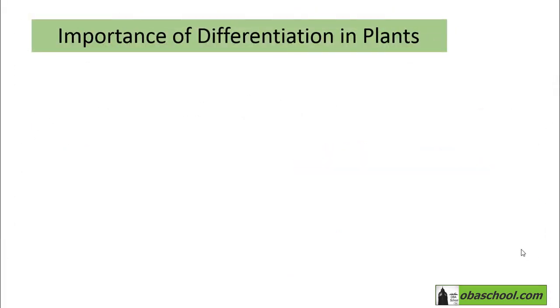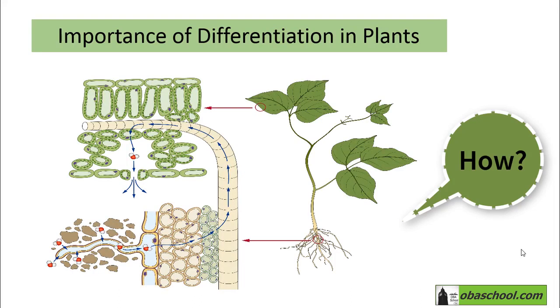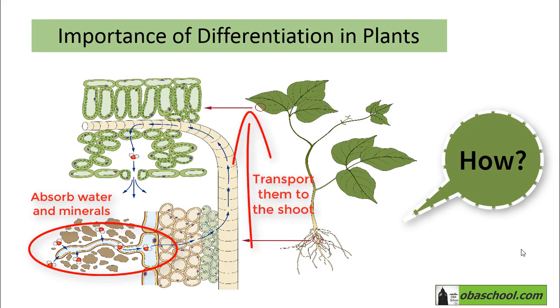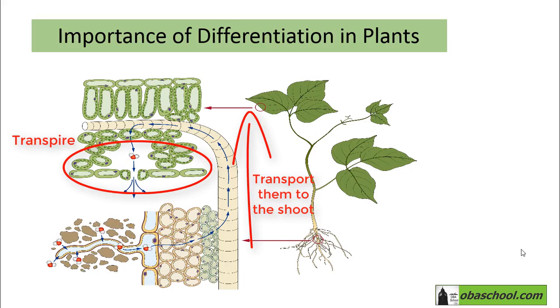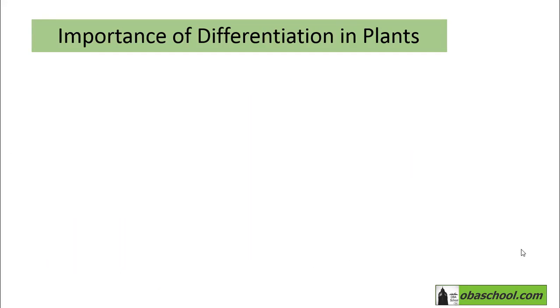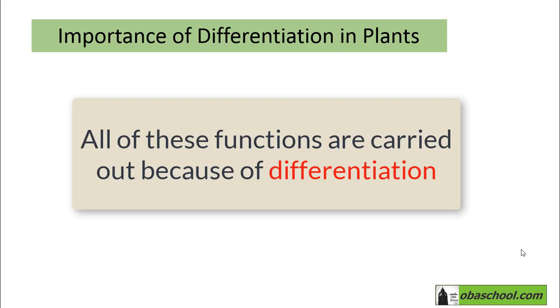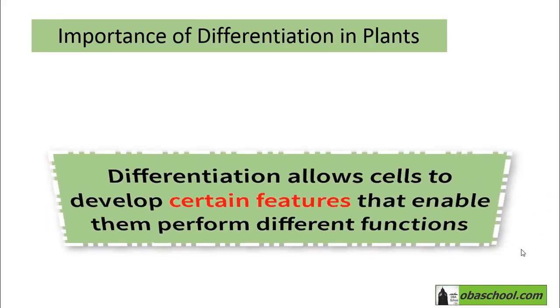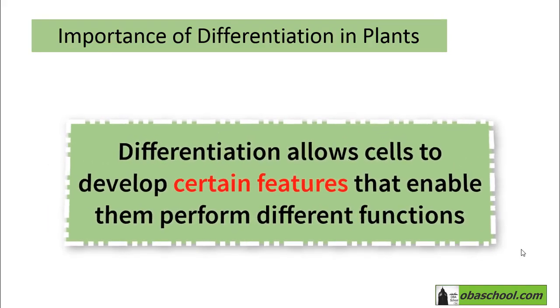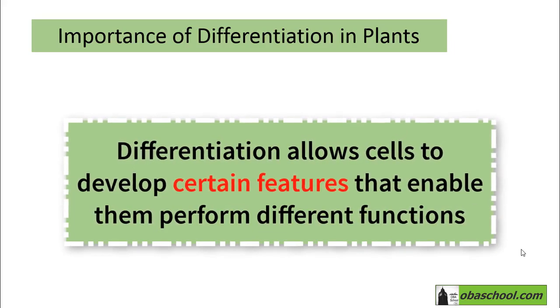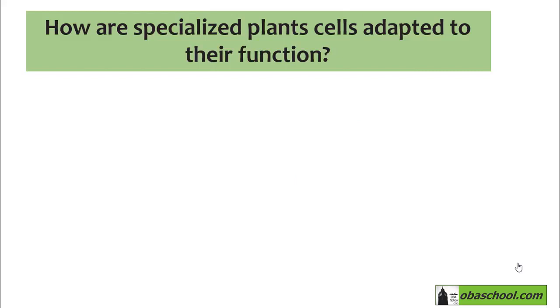Have you ever wondered how the plant can absorb water and minerals from the soil and transport them all the way to the shoot and then transpire? All of these specialized functions are carried out because of cell differentiation. So, differentiation allows cells to develop certain features that enable them to perform specific roles and carry out different processes effectively. However, how are specialized plant cells adapted to their function?